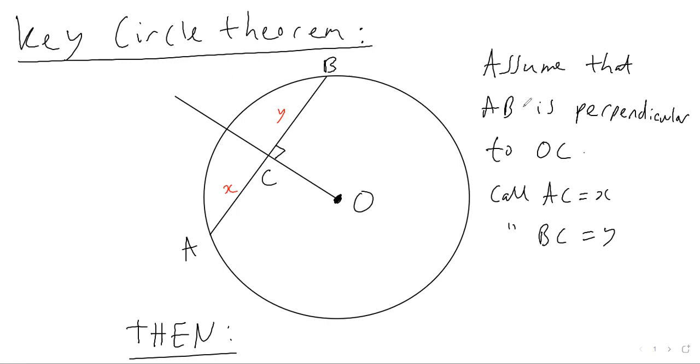We're going to assume that AB is perpendicular to OC. So we're going to assume that this AB and this O to C line here are perpendicular. That's our assumption. If we call this point C up there, and we call the length A to C X, and this B to C length Y, then it must be true that X equals Y. That's our circle theorem. So this side X must be the same length as this side Y. In other words, AC is equal to BC. That's the key circle theorem that we need today.